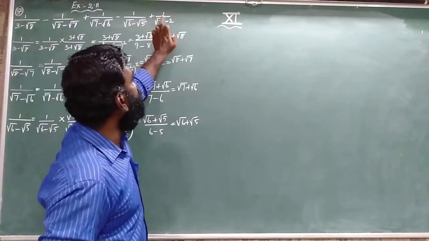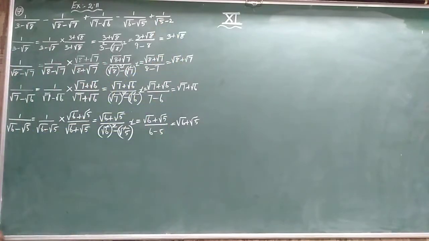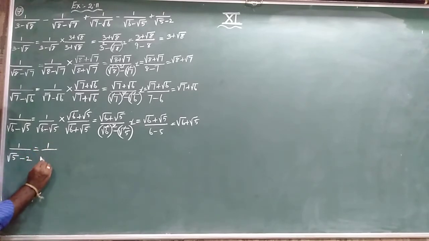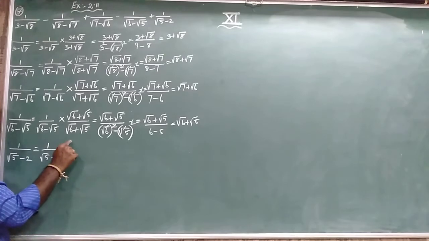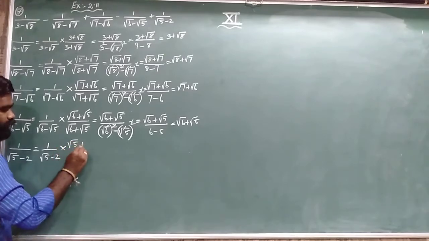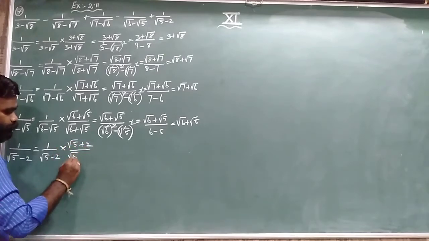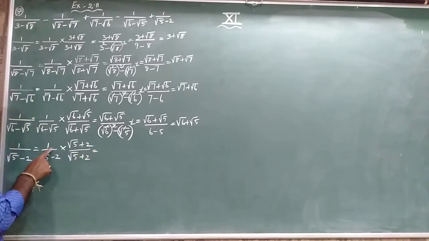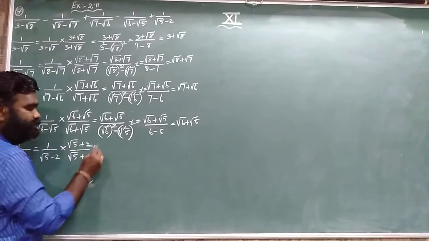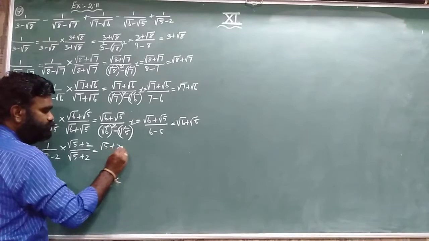The last term we need to take: 1 divided by square root of 5 minus 2. We need to rationalize it. Multiply by the conjugate. Minus means I need to put plus: square root of 5 plus 2, over square root of 5 plus 2. What is the answer? 1 is multiplied with this number, it is going to remain the same: square root of 5 plus 2.